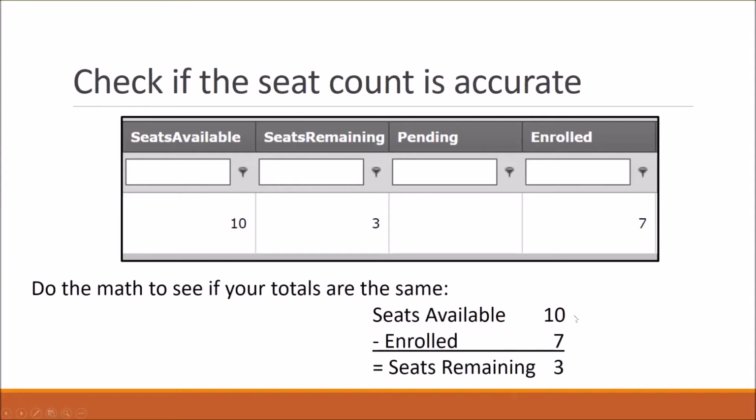So if I have 10 seats available, I subtract my enrolled, my math: 10 minus 7 equals 3, which equals seats remaining, and this total matches. So I know that on this particular class, all of my seat count data is accurate. So that's good. I don't have any problems with my seat count.